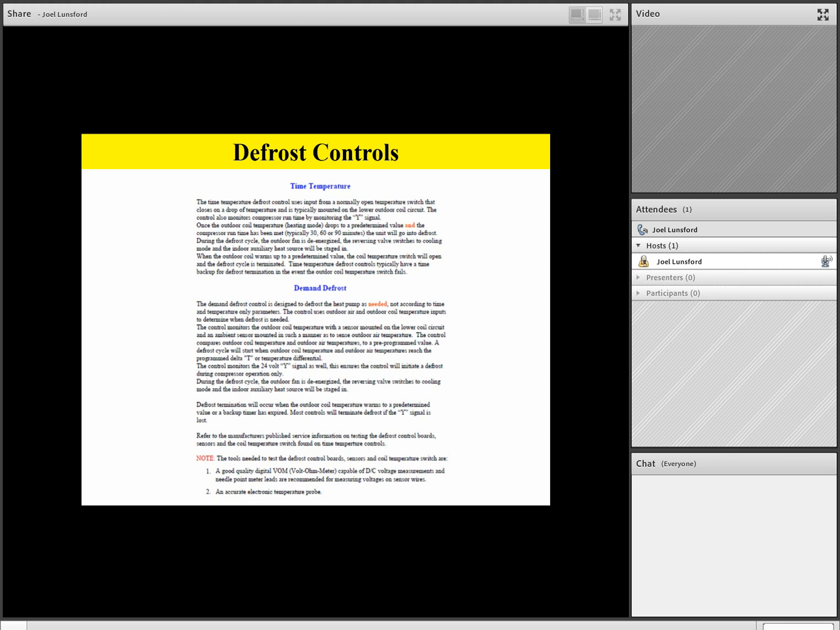And again, time temperature defrost control will utilize a single normally open switch. The demand defrost control will utilize 2 sensors, ambient and coil sensor, as a minimum.